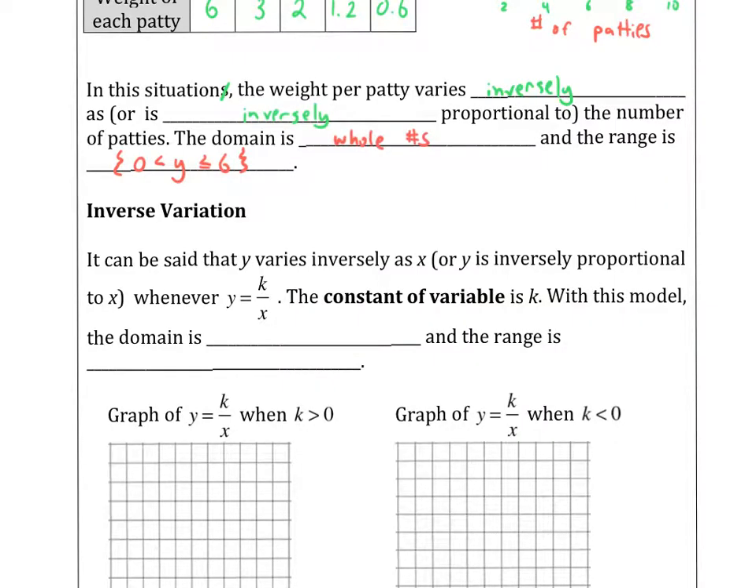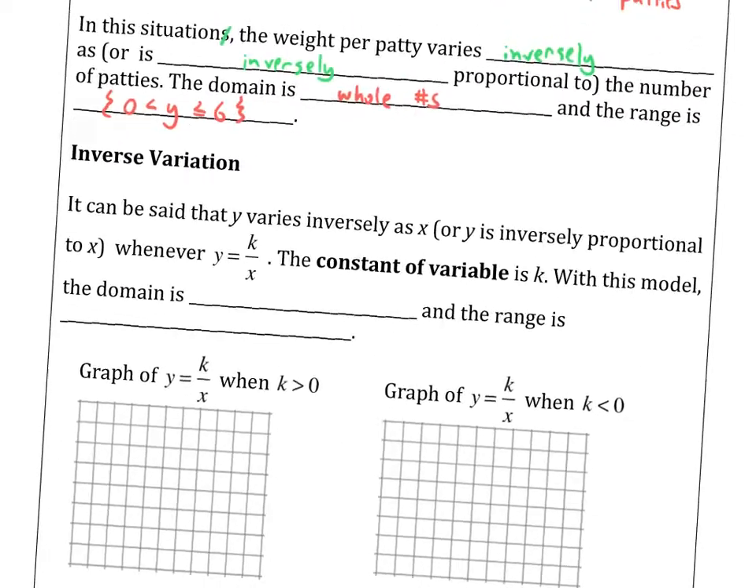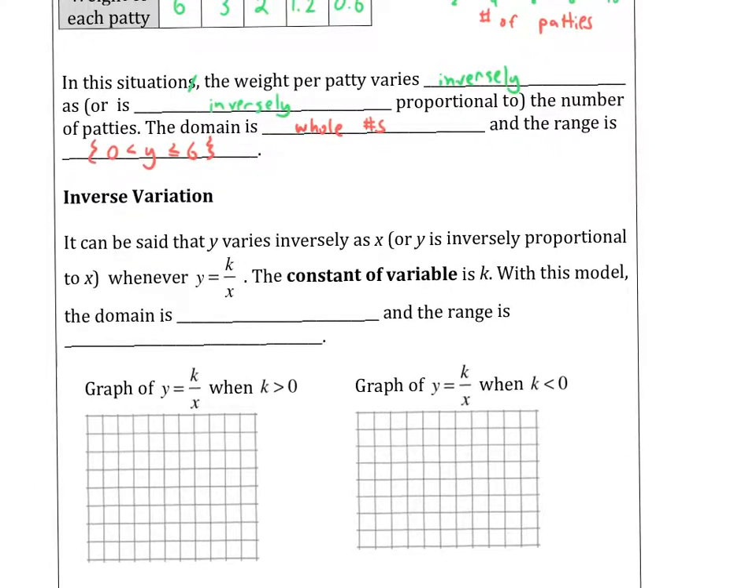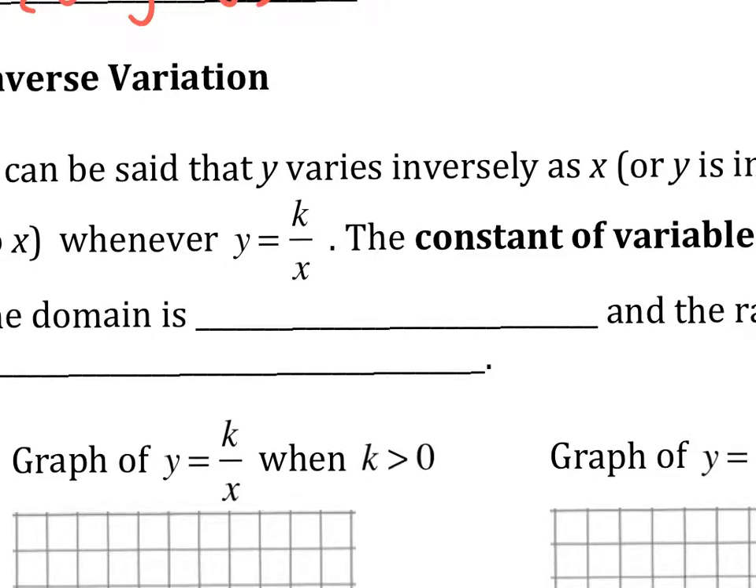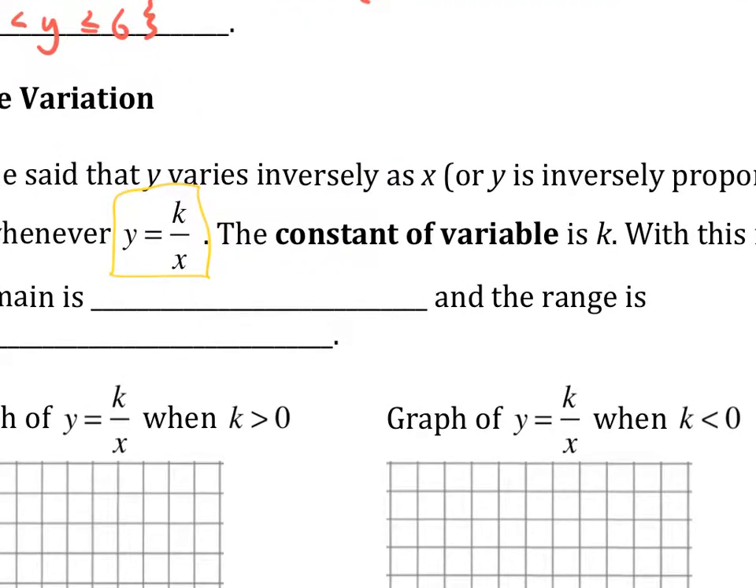So we're going to look at some characteristics of inverse variation and see how it compares to the other stuff here. So inverse variation. It can be said that y varies inversely as x, or y is inversely proportional to x. Whenever this occurs, y equals k over x. So notice that in this case, I'm dividing, like in the sense of the patties. I had 6 pounds, and I divided by the number of patties there.